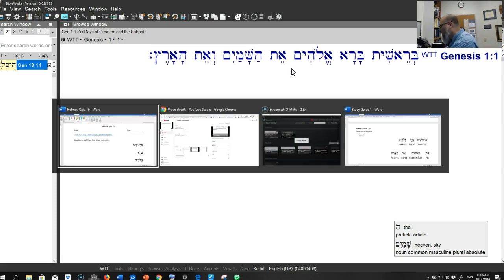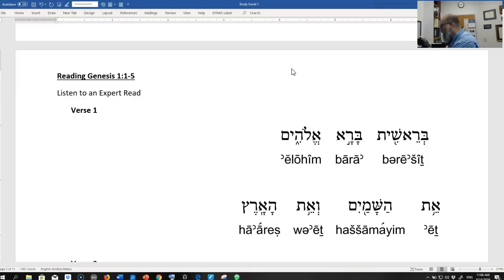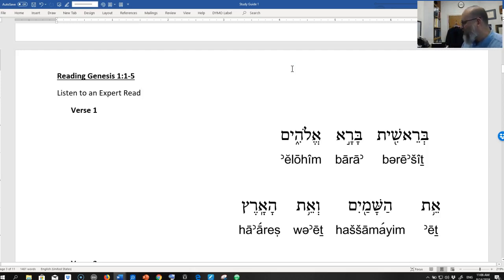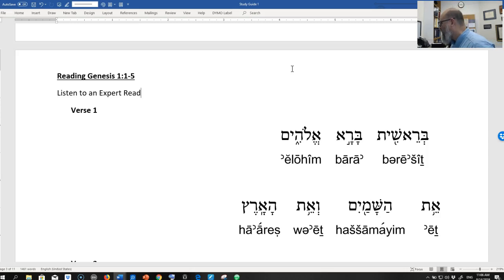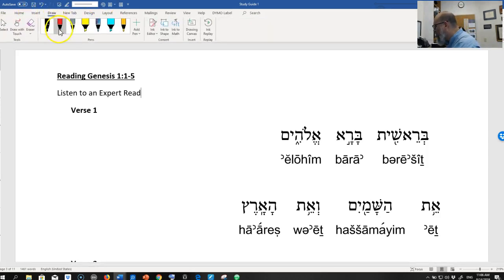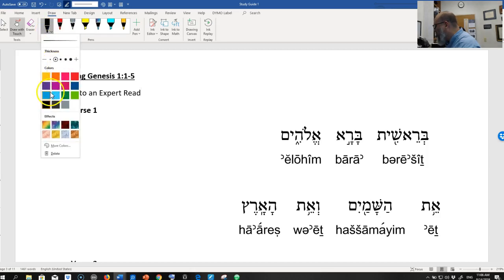So what are they? What do we need to know? Well, if we come to the study guide, what we see in the study guide will be that we will have our text, and let me just pull a pen up.